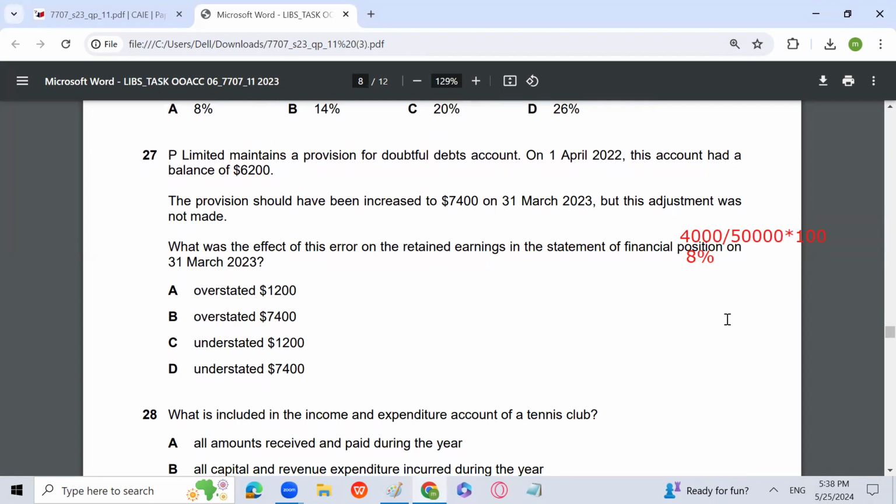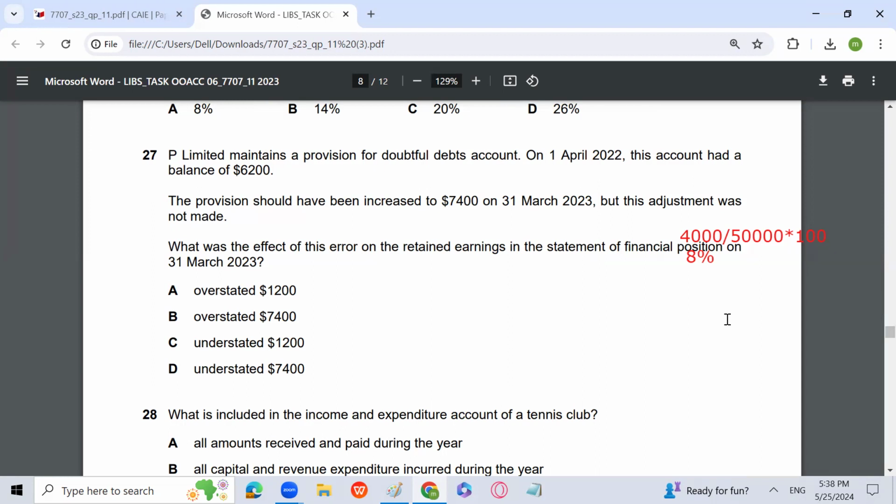The provision should have been increased to 7,400 on 31st March, but this adjustment was not made. What was the effect of this error on the retained earnings in the statement of financial position on 31st March? Obviously, what will happen to retained earnings? It will increase by the difference of the amount. So they will be overstated by 1,200. Retained earnings will be overstated by 1,200.